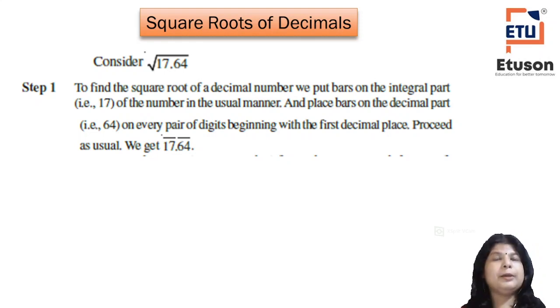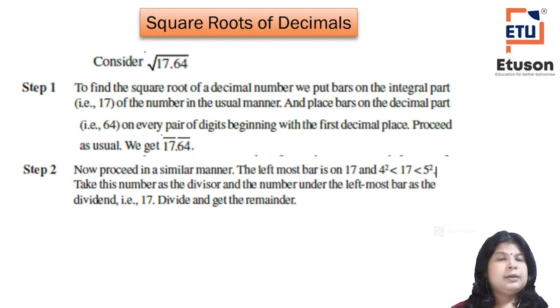So you have to pair the number which is left to the decimal point as usual, what you were doing previously. Whereas for the number which is after the decimal point, in that case you have to pair the digits starting from the digit just after the decimal. Whereas in the other part, before the decimal, you have to start with the unit place of the number. Okay, so for example, here 17 has been paired and 64 has been paired. Okay, now what is the next step?